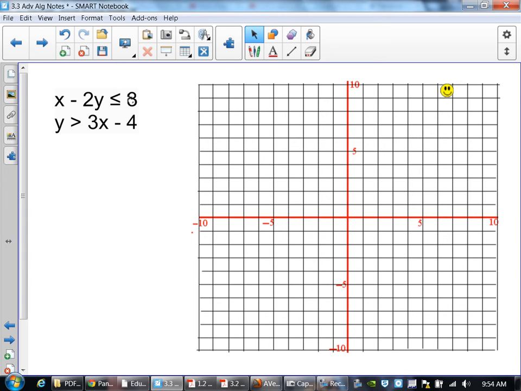Okay, so x minus 2y is less than or equal to 8. What is your x-intercept? 8. X-intercept at 8. Y-intercept at? -4. Very good. Solid or dotted between the two? Solid. Did that line go through the origin? No. So is 0 minus 0 smaller than 8? Yes. Okay, shade up.